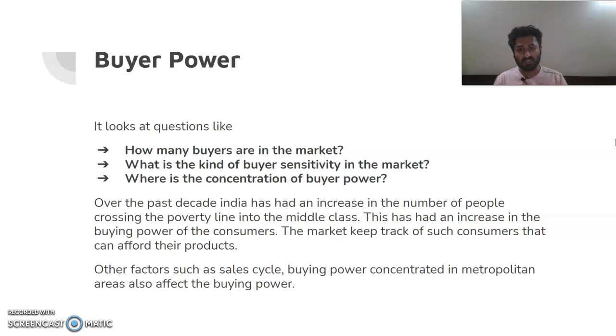Other factors such as sales cycle and concentration in metropolitan areas also affect the buying power. There are more buyers concentrated in a city structure. This greater concentration of buyers affects the buying power in that area versus somewhere in the countryside.